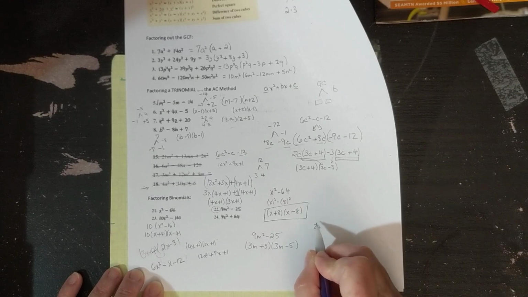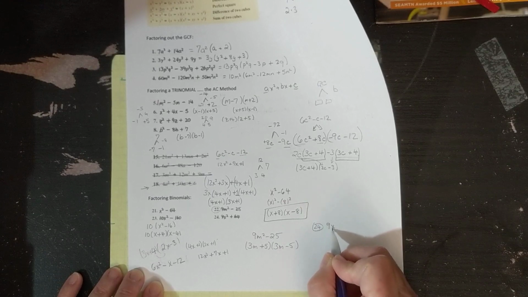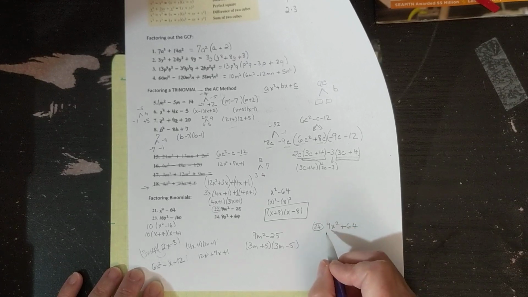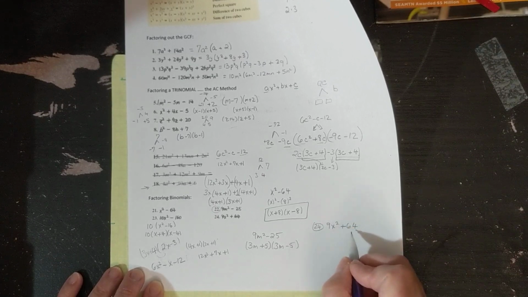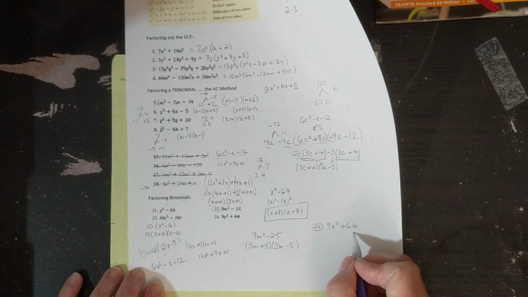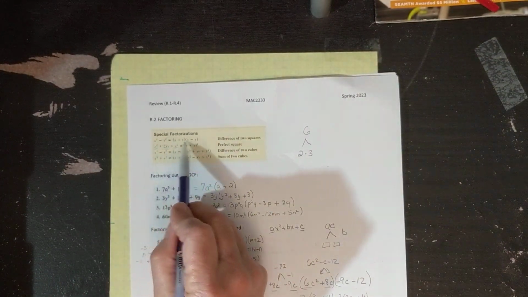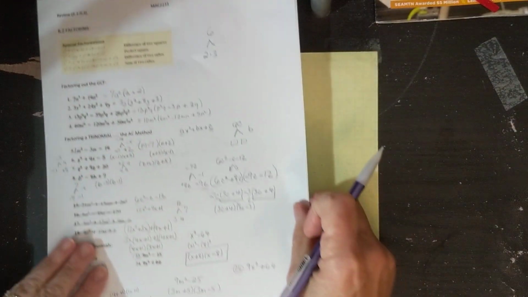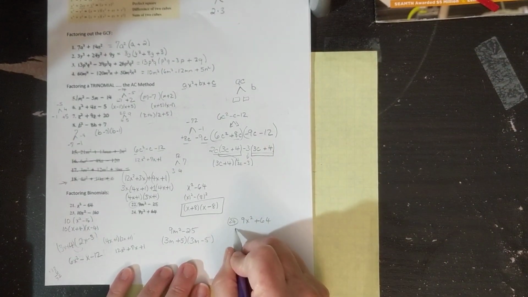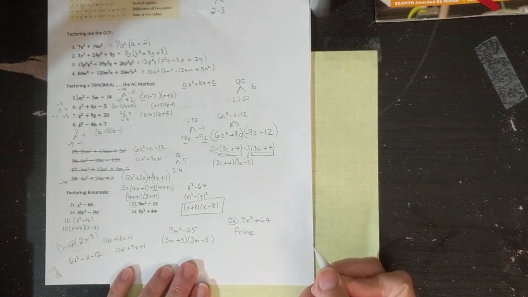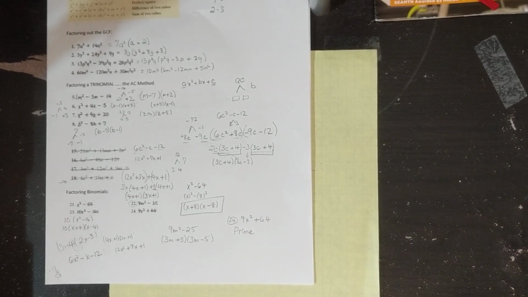The last one, 24, is 9x squared plus 64. So it is true, we can take the square root of 9x squared, it would be 3x, and we can take the square root of 64, it would be 8. But we have a plus, we don't have a minus, and we do not have the difference of squares. There's no formula for that. This does not factor, and so when something doesn't factor, we call it prime, meaning we cannot break it down any further into factorizations. So that is factoring.